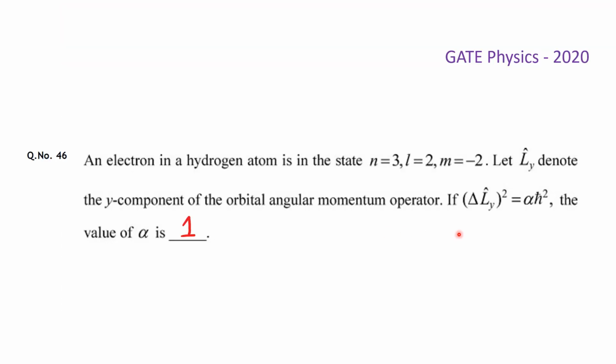So according to our solution for this electronic state in the hydrogen atom, that is n equals 3, L equals 2 and m equals minus 2, the value of del Ly cap whole square equals h cut square. So the alpha value will be 1 in our case.